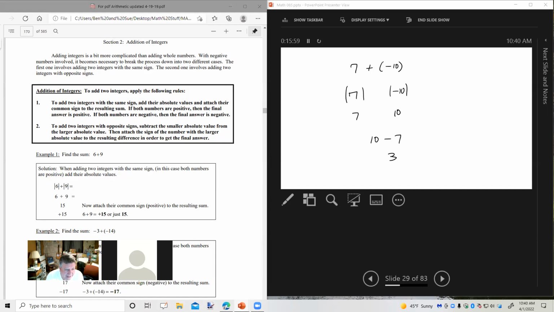It says, then attach the sign of the number with the larger absolute value. Well, which of these two numbers had the largest absolute value? The negative one. So our final answer is negative. So it's a -3. So 7 plus -10 is -3. Now, that's using this formal description with absolute value and all of that. Let's look at this a different way. Same problem.